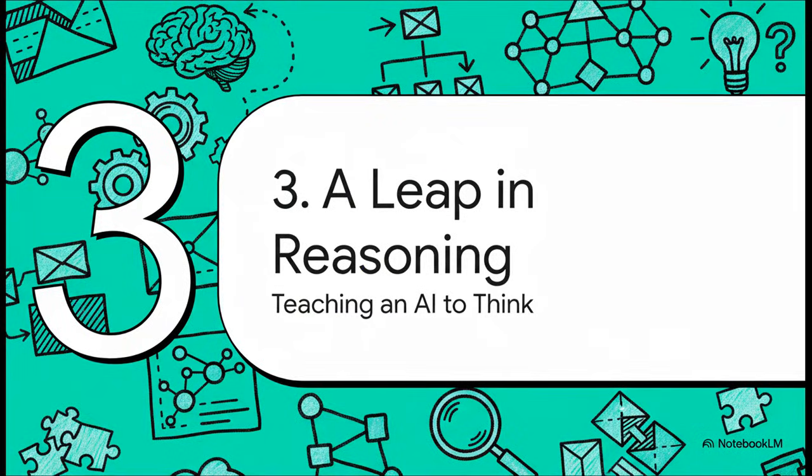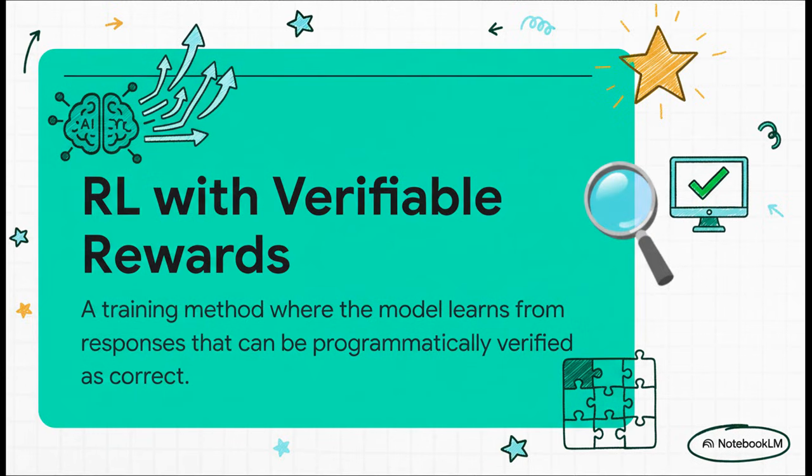Okay, so they've got efficiency handled. What's the next boss level? Well, it's reasoning. This is the big one. How do you actually teach a model to think, step by step, and solve really complex problems without making mistakes all the time? This is where the DeepSeek R1 model brought in a new technique called reinforcement learning with verifiable rewards, or RLVR. This is clever.